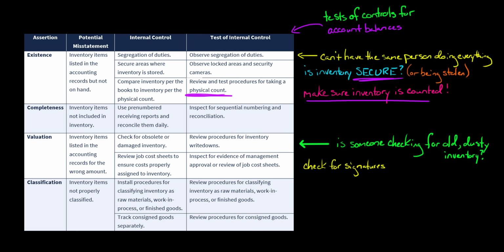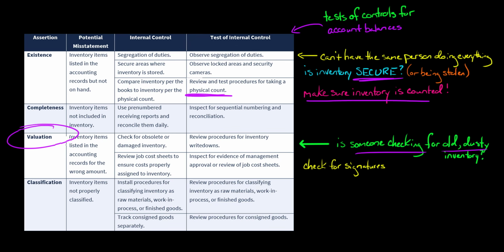Now, when we think about the valuation assertion, which is another critical one for inventory, we don't want the inventory on the balance sheet to be overstated or overvalued. So we review the procedures for taking an inventory write-down. Is someone actually going and checking? Are they saying, I looked and I saw a lot of inventory is old, dusty, has been sitting a while? We have some inventory in the corner of the warehouse that's been there a long time and I don't think anyone's going to buy it. Is somebody actually doing that?